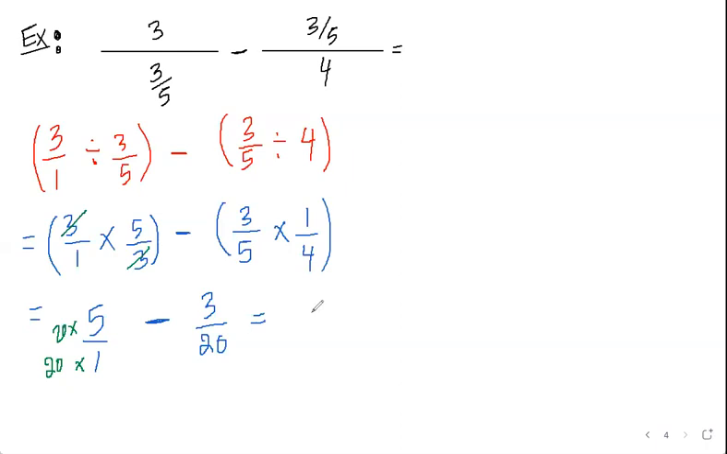So I get 20 times 5, 100 over 20, minus 3 over 20. So now I get 100 minus 3 is 97. 97 over 20. Any question for this one?